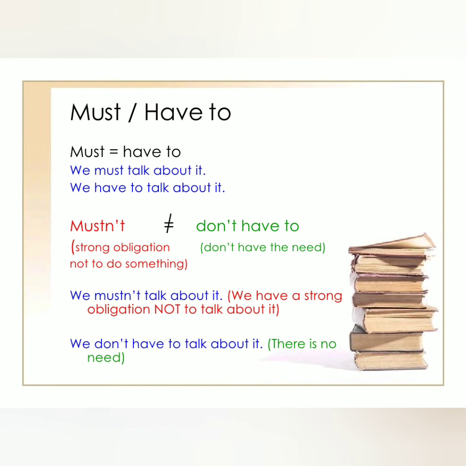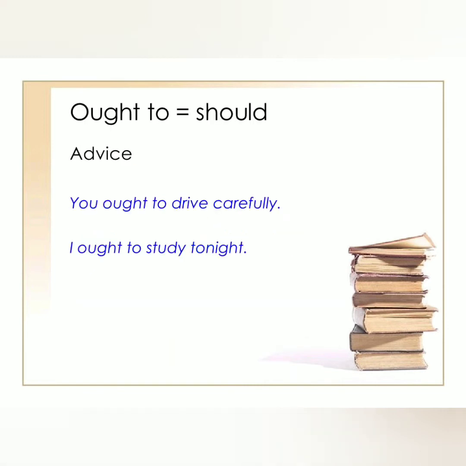Students, except this, you need to keep one thing in mind. Must is also used for have to. So we must talk about it, or we have to talk about it, stand for the same thing. But must not and don't have to are not the same. So here you can see we have a strong obligation not to talk about it, or there is no need to talk about it. So here the situation is clear. Please read it very carefully.